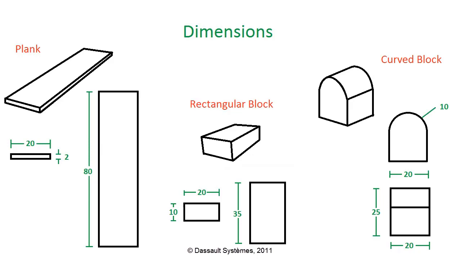The plank is made of aluminum 2024 T3 with a mass density of 2,770 kilograms per meter cubed, a Young's modulus of 73.1 gigapascals, and a Poisson's ratio of 0.33. The rectangular and curved blocks are made of AISI 1005 steel with a mass density of 7,872 kilograms per meter cubed, a Young's modulus of 200 gigapascals, and a Poisson's ratio of 0.29.